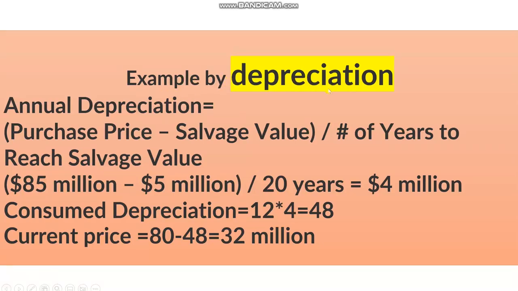Example 4, depreciation. The annual depreciation rate equals here divided by the years, 20 here. So the rate is 4 million per year. The consumed time in the last is 12 years. Multiply by 4, so this is 48. So the remaining here, 80 minus 48, equals 32. I think the result is the same in the depreciation and the pro rata.